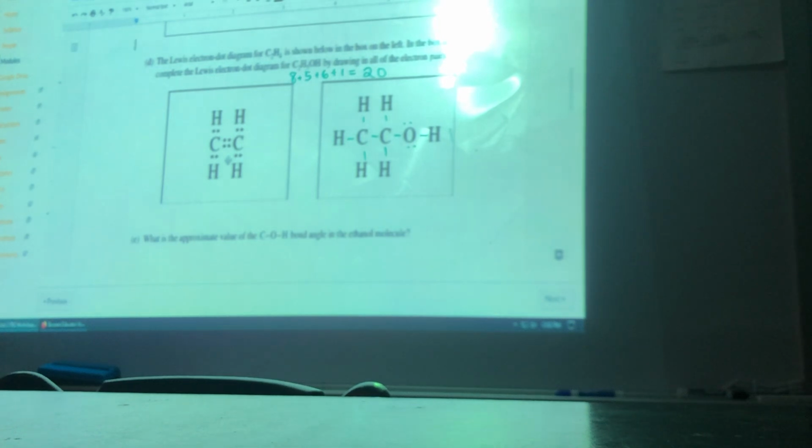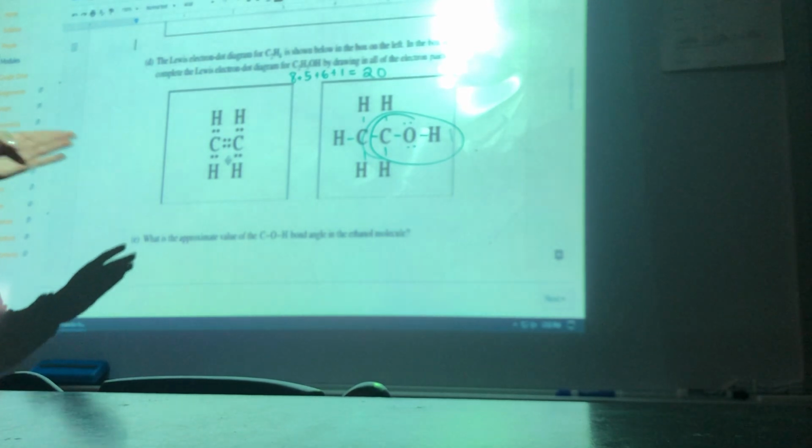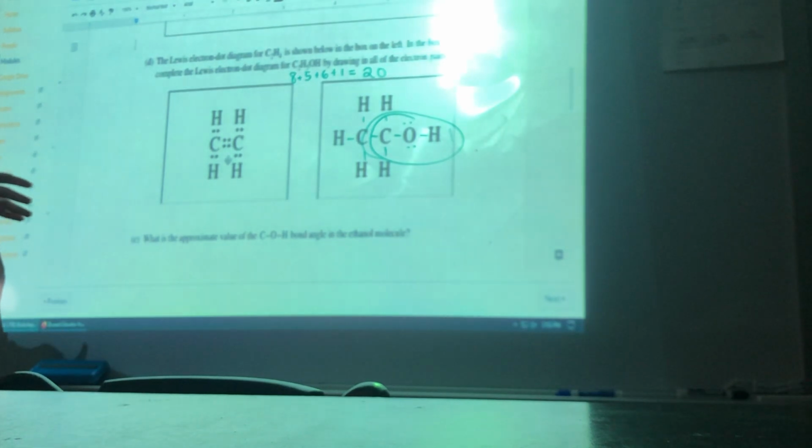And then it says, what is the approximate value of the COH bond angle in the ethanol molecule? So we're looking here. My central atom is oxygen. It has 2 bonds and 2 lone pairs. So what shape is that? Bent. And what's the bond angle for bent? 109.5 or 107.5, depending on what's attached to it. They would accept here anything from 100 to 115. Anything in that range would have gotten a point.